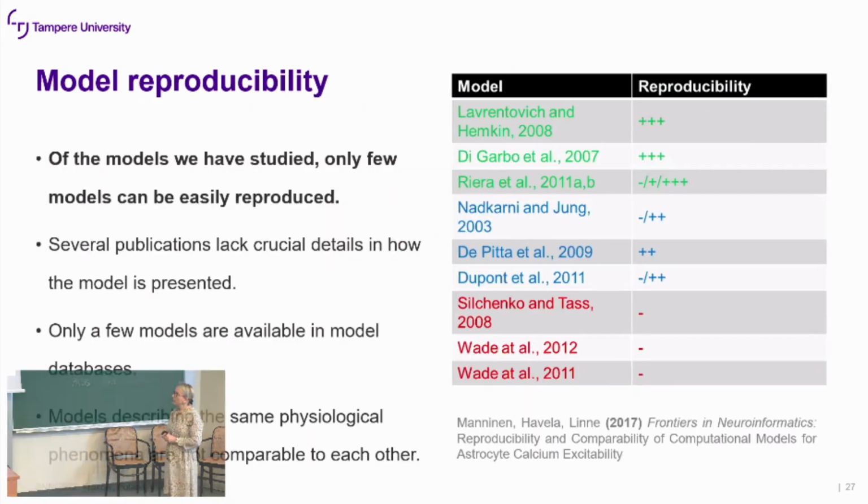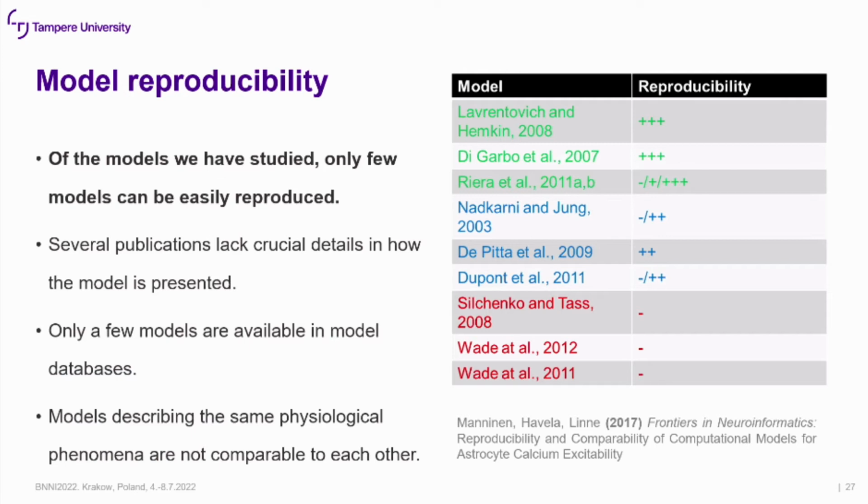We have also addressed model reproducibility extensively because we were interested in using these models in our work, but we concluded that of those models that we have studied, only few models can be reproduced. You can see here that only these two models are really great, so we can reproduce all their results. Several publications lack details on how to implement the model, and only few are available in databases.